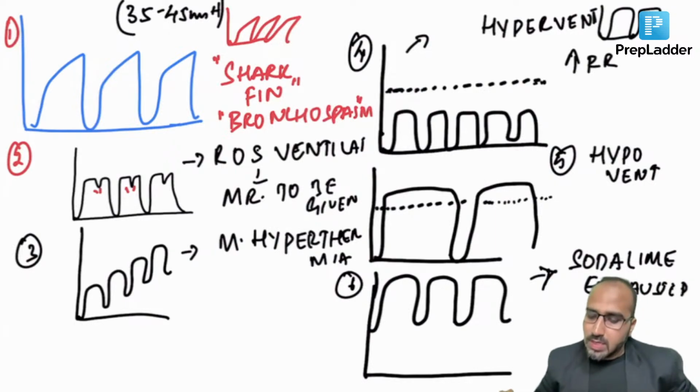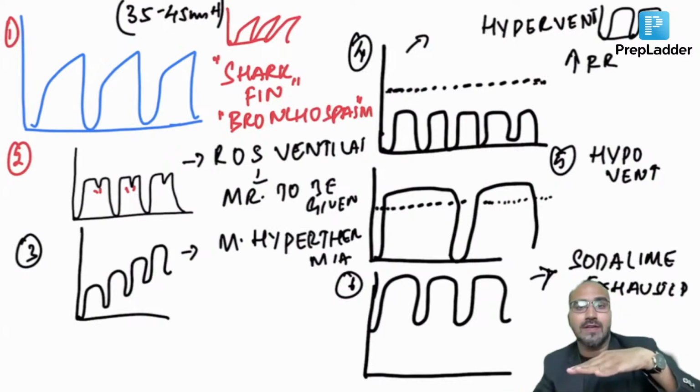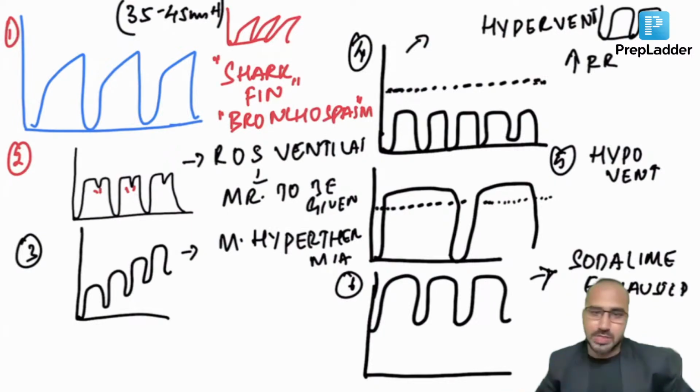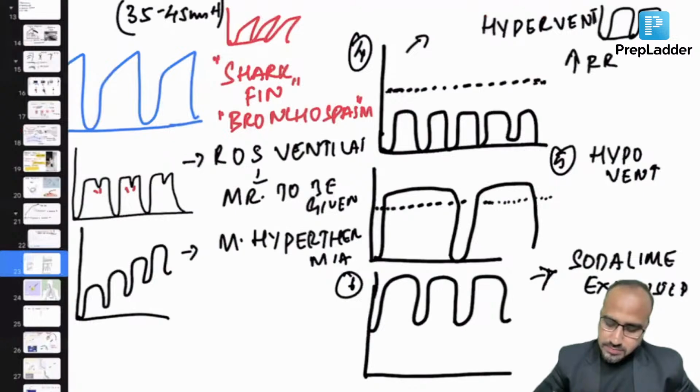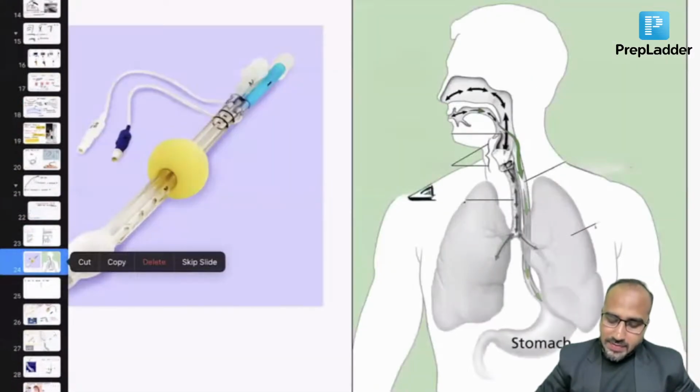Okay, can you explain the fourth? Remember, guys, in the fourth case, I told you if I increase the respiratory rate, carbon dioxide is washed off and you will see the capnograph value being reduced. Okay. Now that was regarding capnography.